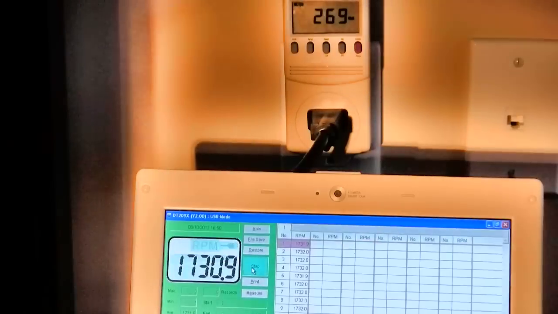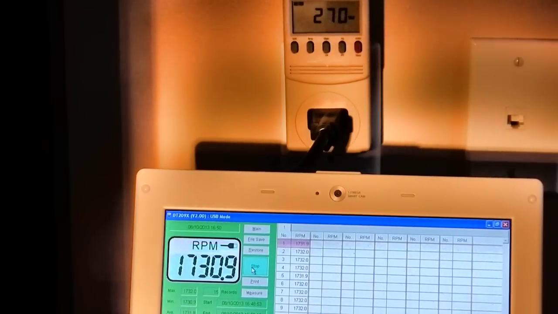As you can see, basically nothing happened. Shorting the 21 gauge monofilar really didn't do anything. So I'm gonna write these values down: 69 watts and 731 RPM.